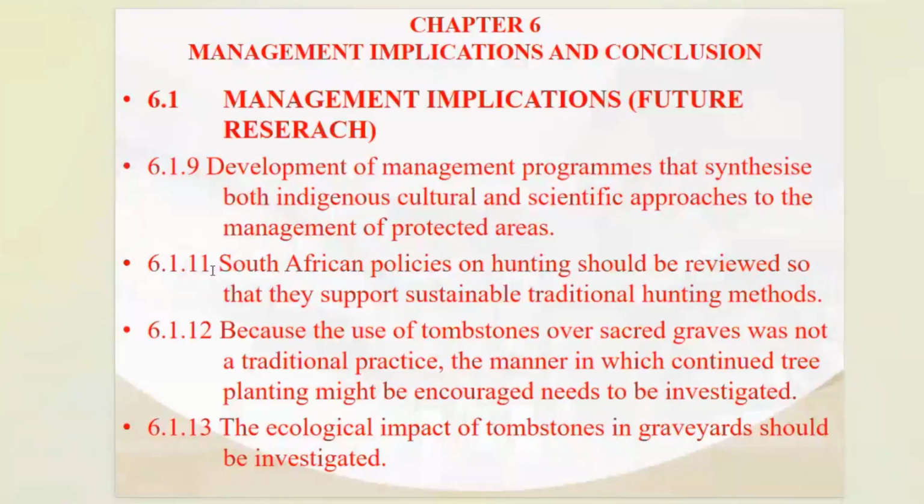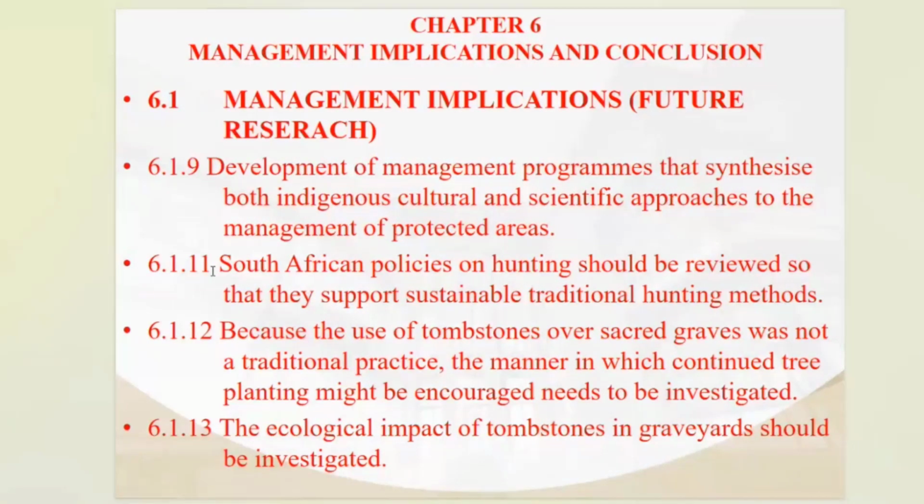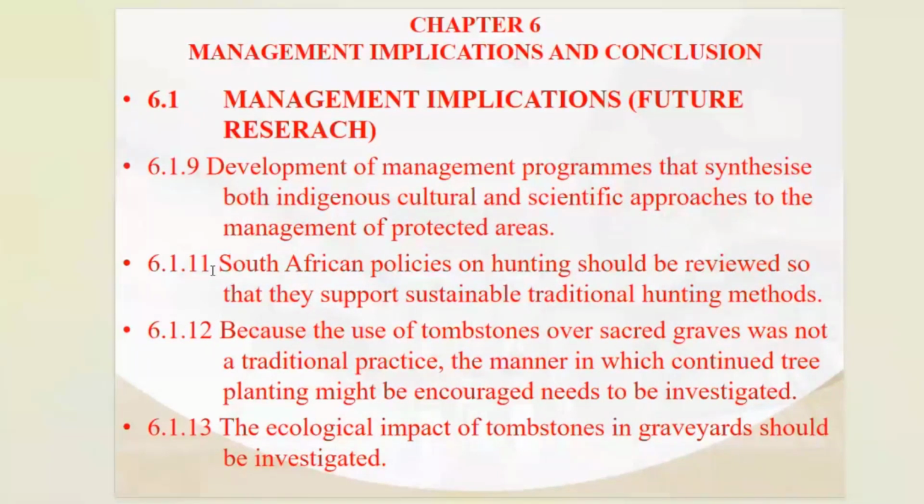Now, the other recommendation is that South African policies on hunting should be reviewed so that they support sustainable traditional hunting methods. Nowadays when you hunt, it is a firearm, a long rifle and a pistol or a revolver. But in the past, it was a bow, you remember? And in the past, we used snares, those that we hook on the neck of the animal. That is what we do.